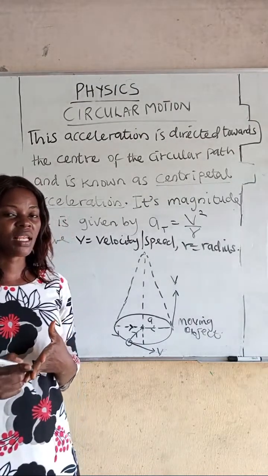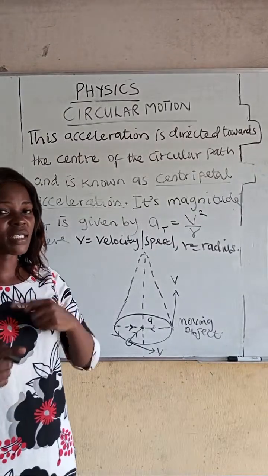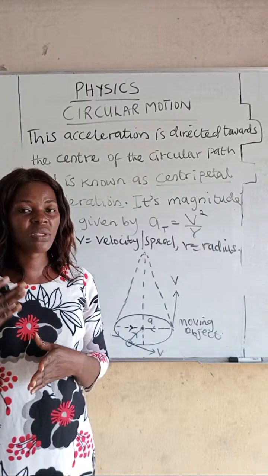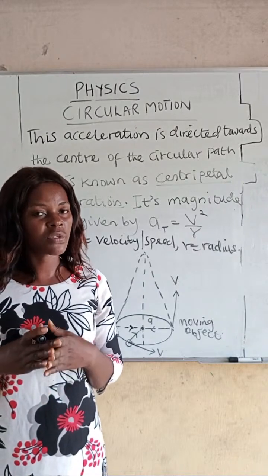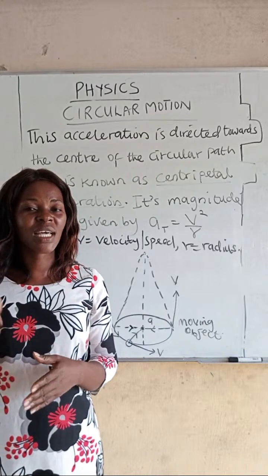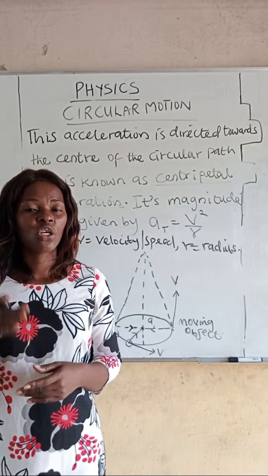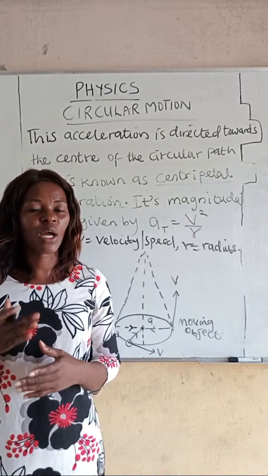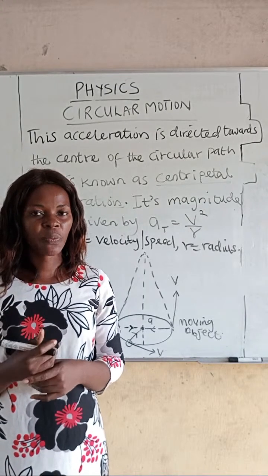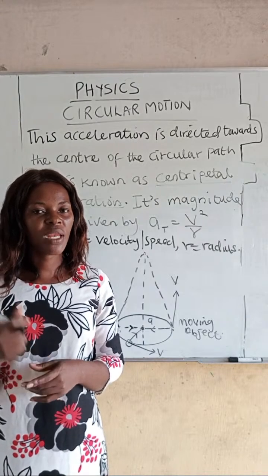Centripetal acceleration. Now this acceleration we are talking about constitutes a force which is also directed towards the center of the circle, because we should know that force is a vector quantity. It has magnitude as well as direction. So this acceleration that constitutes a force, the force becomes what? Centripetal force. So let's dive into that.